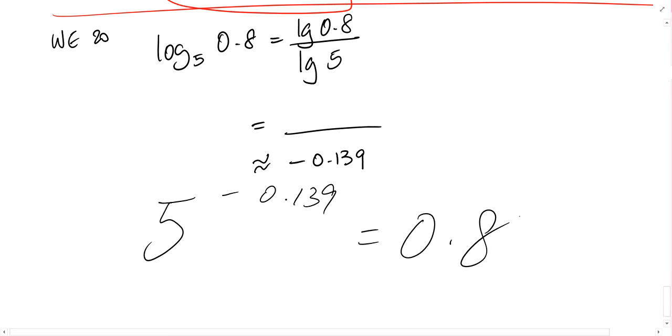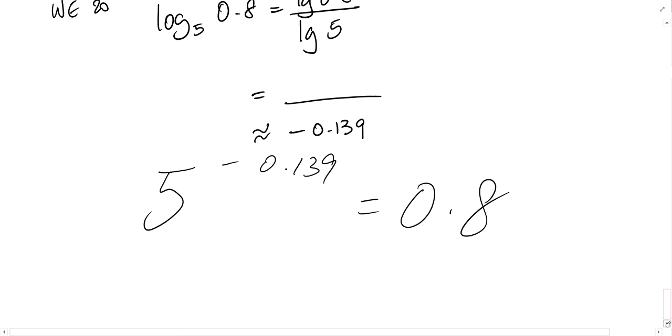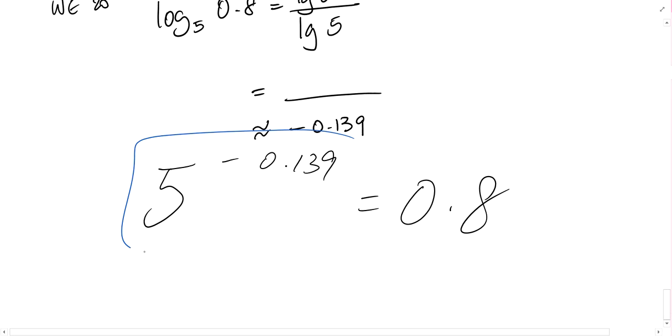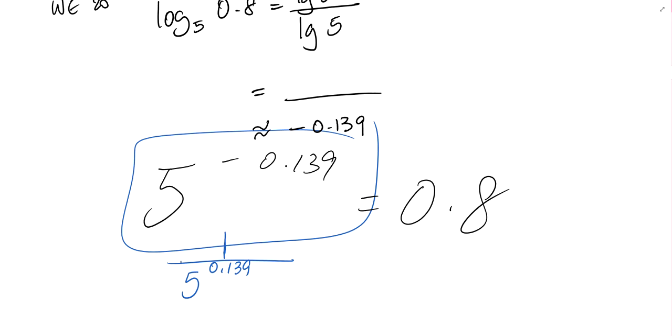When there's a negative power, this becomes a fraction. Okay, on the left hand side, this is what I see. This is actually the same as 5 to the power of 0.139, but we have a 1 over. Get it? Because negative power, so this will give me a fraction.